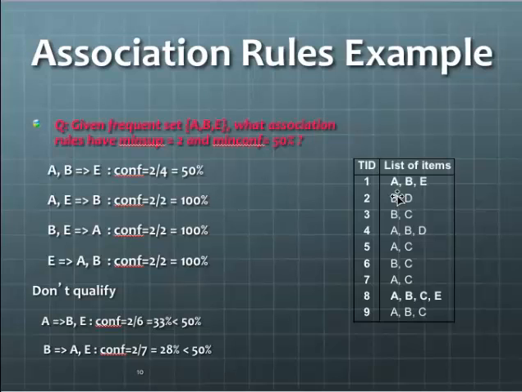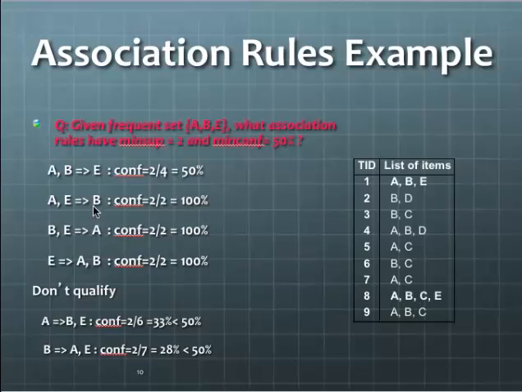Then we use the support count of the rule divided by the support count of the body of the rule, which is the first part. Then we get the result equal to 50%. And then for another rule from A, E to B, because they are generated from the same frequent data set, when we count the support of the rule, it's the same, equal to 2.